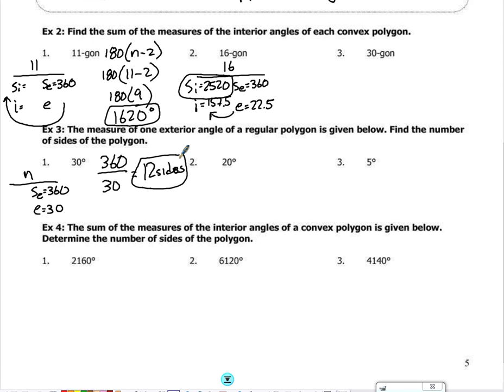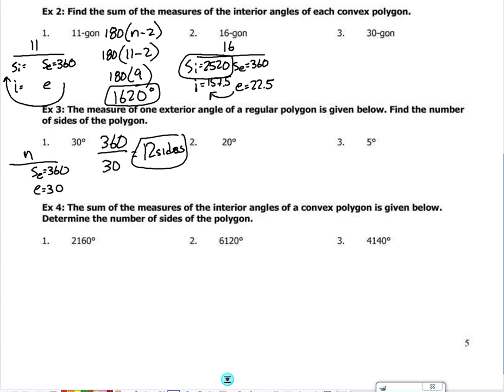The sum of the measures of the interior angles of a convex polygon is given below. Determine the number of sides of the polygon. So here they give me the sum of the interior angles. They want to know the number of sides of the regular polygon. So if the sum is 2,160 degrees, then in my chart, n is what I'm trying to find. 2,160 degrees is what I know. Right below that is my I, but I don't know the number of sides, so I can't really find that right away. So this is where the chart kind of makes it a little more difficult to find the values.